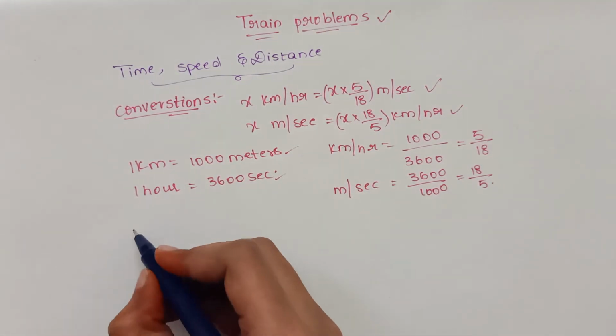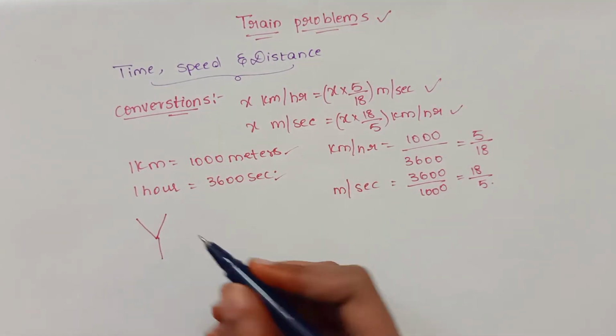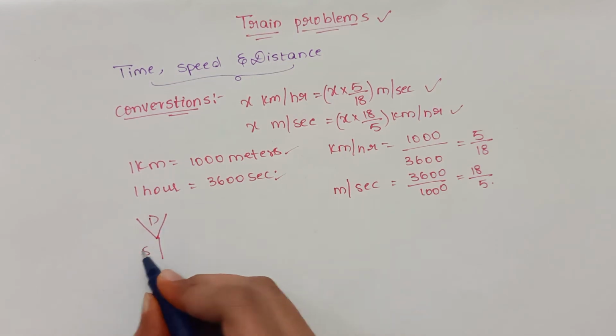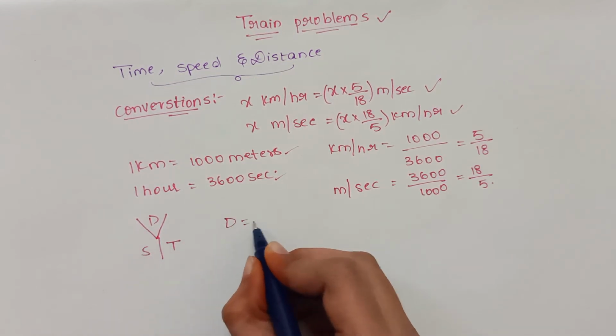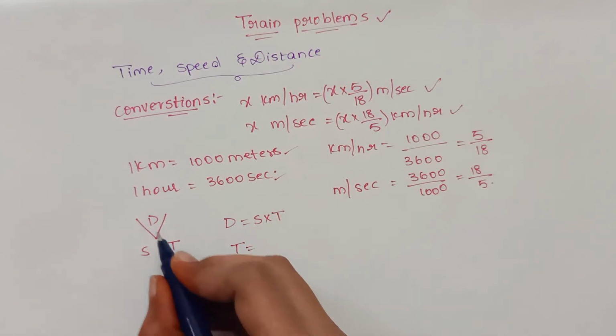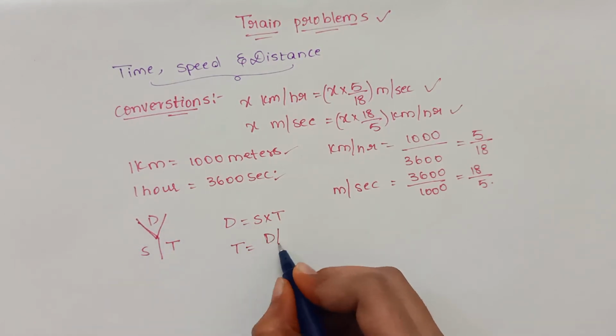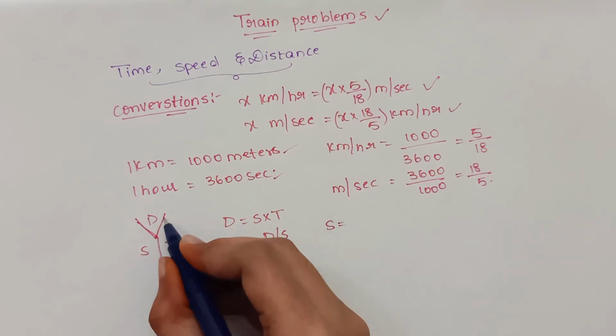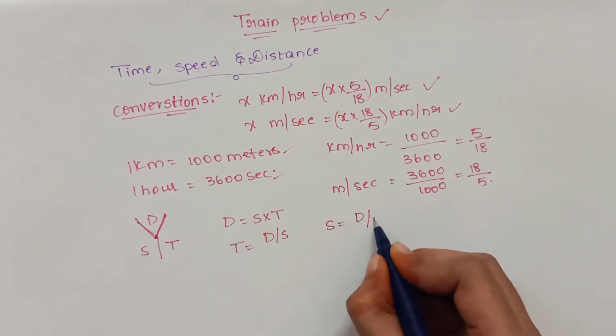We have another important formula. Draw one Y symbol like this: distance, speed and time, where distance is equal to speed into time, time is equal to distance by speed, and speed is equal to distance by time.